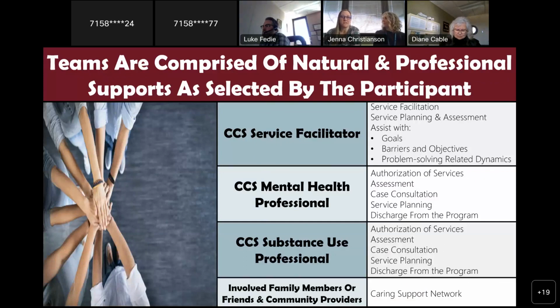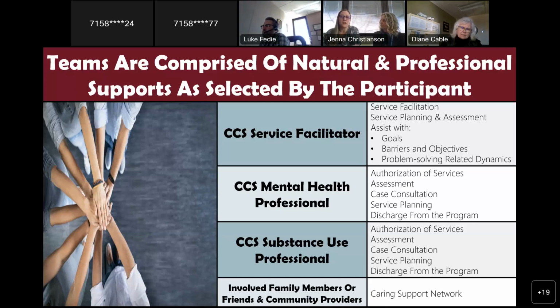So we talked about this a little bit, but teams are made up of the person's natural and professional supports, again, as identified by the participant. When they get initially assigned, they will have a CCS service facilitator who starts with that intake and gets a lot of the assessment done, and then starts working on goals, identifying maybe some potential barriers and really problem solving throughout.